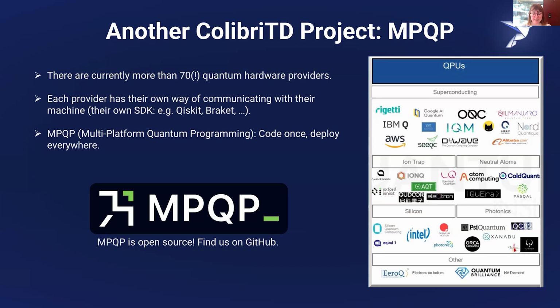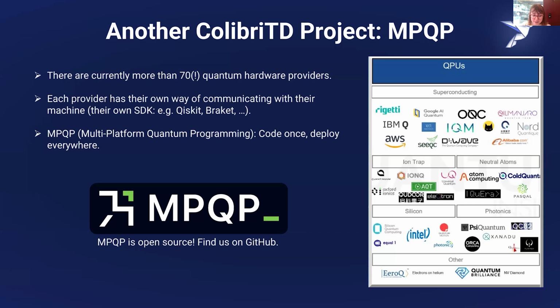MPQP is a Python programming library that basically exists to resolve a very specific problem. And that problem is that at present, there are more than 70 quantum hardware providers on the market. And you can see some of these shown here on the right. And each of these providers has their own way of communicating with their machine. This is called an SDK. So you might be familiar with, for example, Qiskit and Braket.